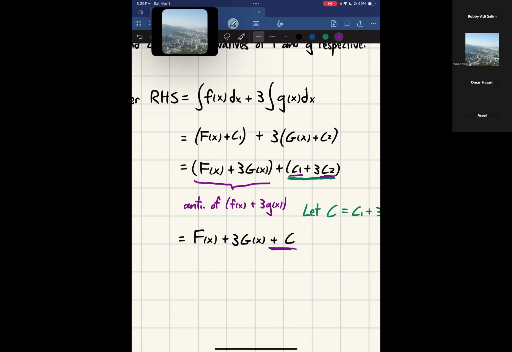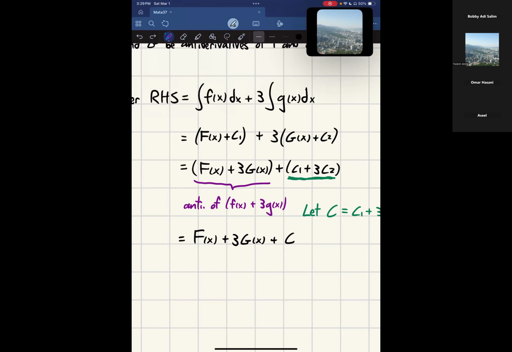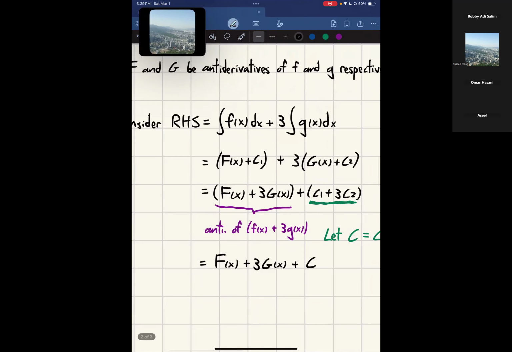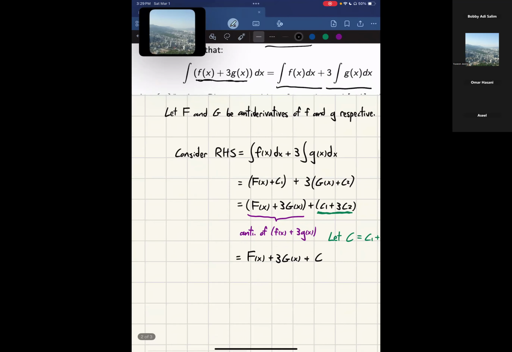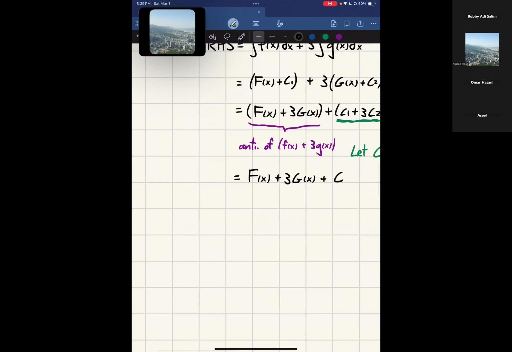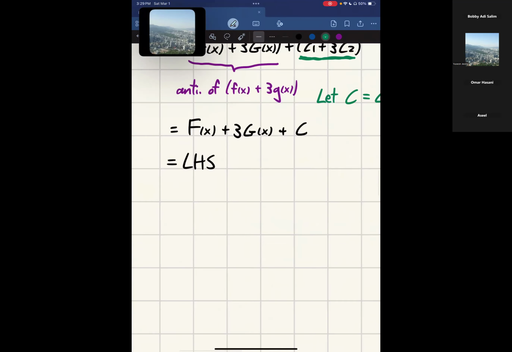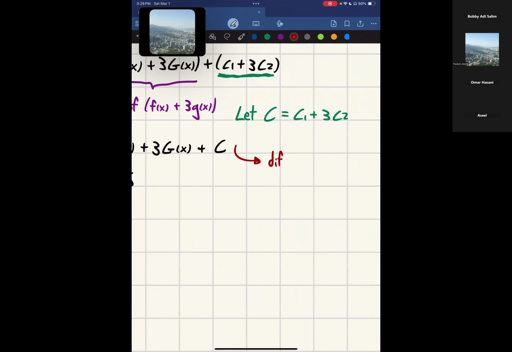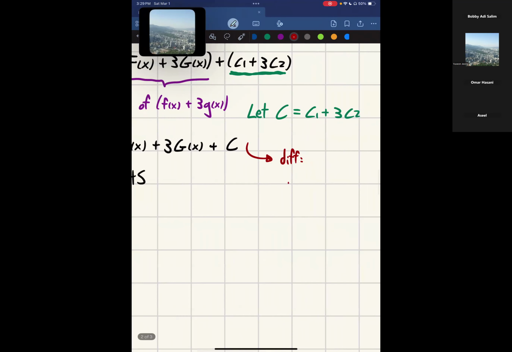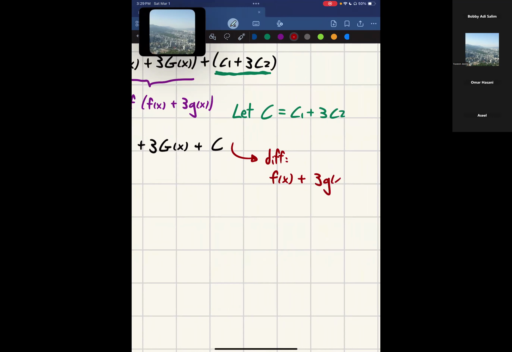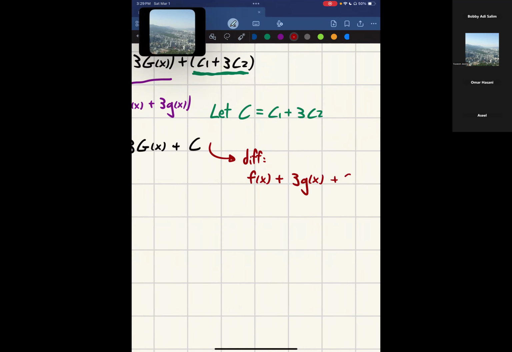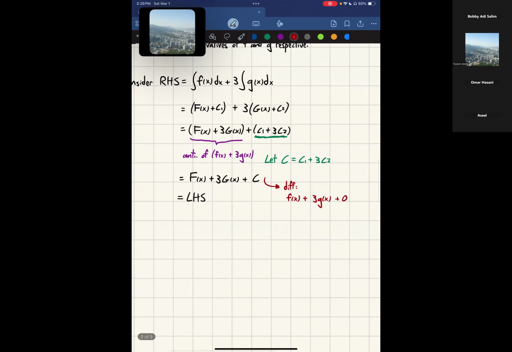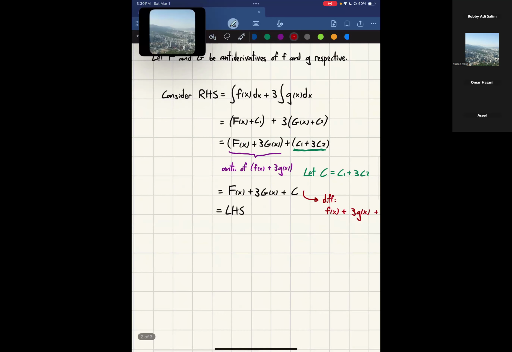Okay, cool. And if you notice, this is what this left-hand side integral evaluates to, the antiderivative. If you were interested, you could do a sort of guess and check approach to check that it works out, right? If we differentiate this, we get little f of x plus 3 times little g of x. And we know C is constant, so it goes to 0. And yeah. So again, we're done our proof at this point.